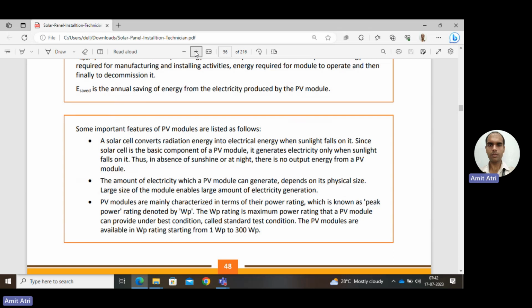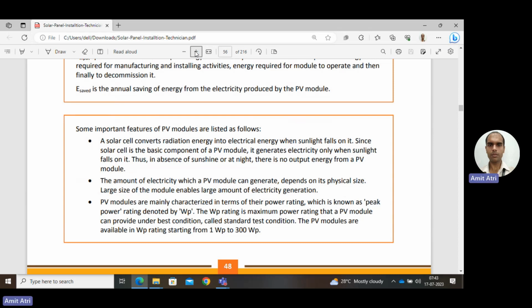PV modules are mainly characterized in terms of their power rating, that is peak power. That is an important term, because while selecting and installing a solar panel, we always check the rating, Wp, that is peak power. That is the maximum power rating that a PV module can provide under best condition or under standard test condition, STC in short. So in the market, modules range from 1 watt peak to 300.